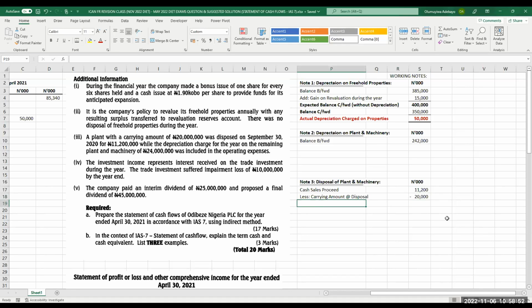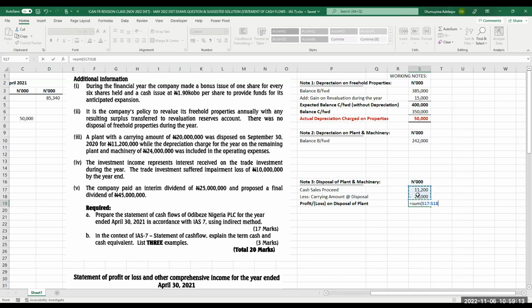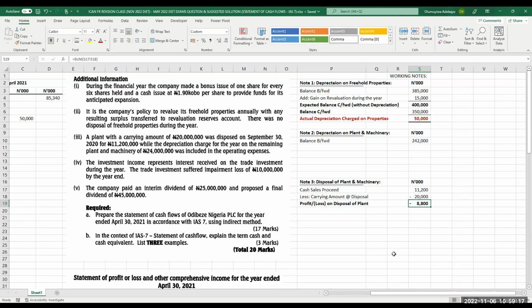Which means automatically there's a loss. If it's profit, it's positive. If it's loss, it should be what? Negative. In this case, there's a loss of how much? Of 800.